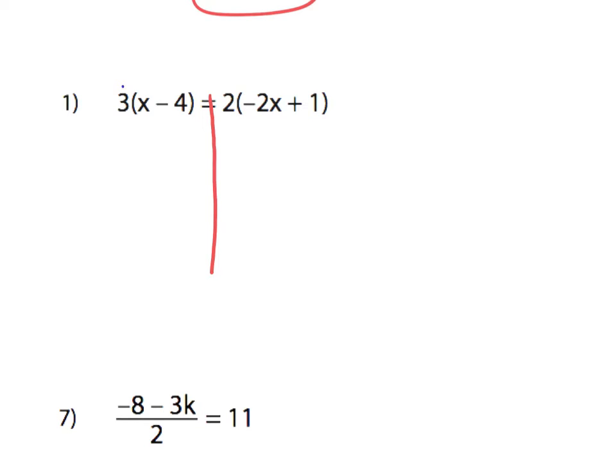So we're going to start with 3 times x, and then 3 times not 4, but negative 4, which would be negative or minus 12.